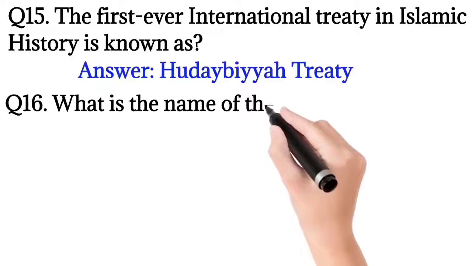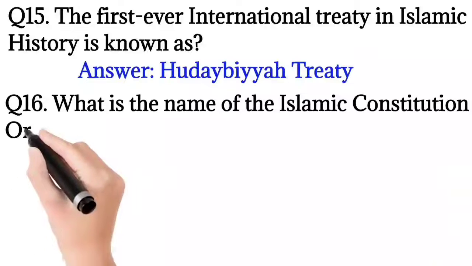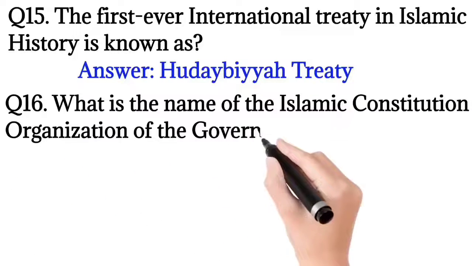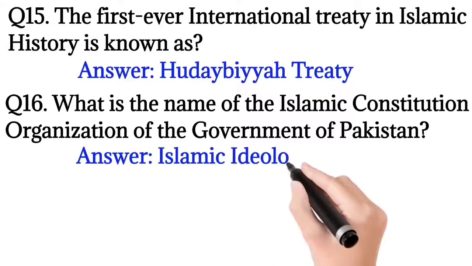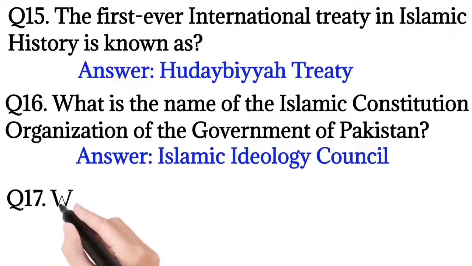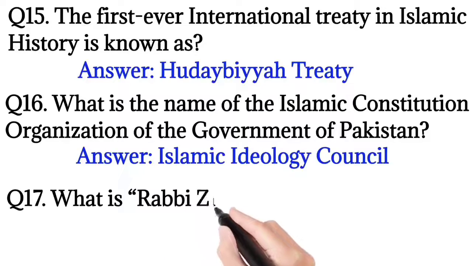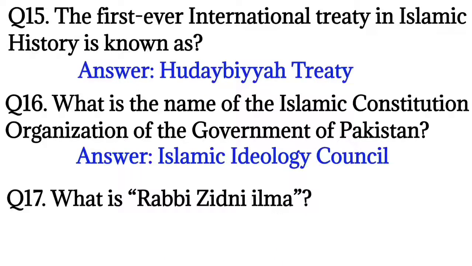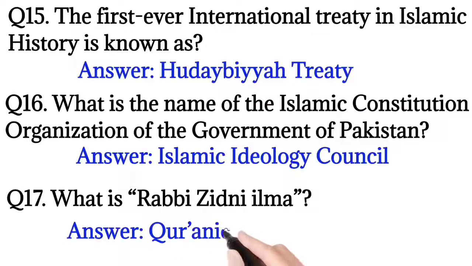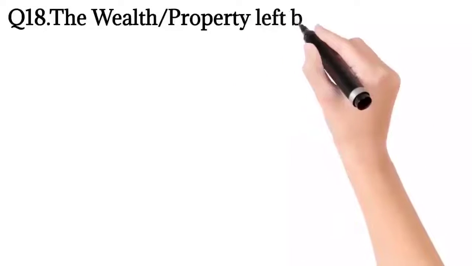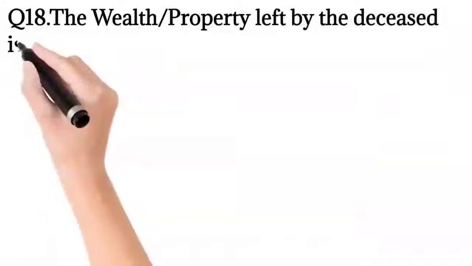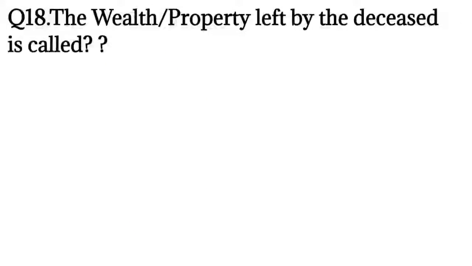Question number 16. What is the name of the Islamic Constitutions Organization of the Government of Pakistan? So the answer is Islamic Ideology Council. Question number 17. What is Rabbi Zidni Ilma? So the answer is Quranic verse. Question number 18. The wealth property left by the deceased is called? So the answer is Taraka.